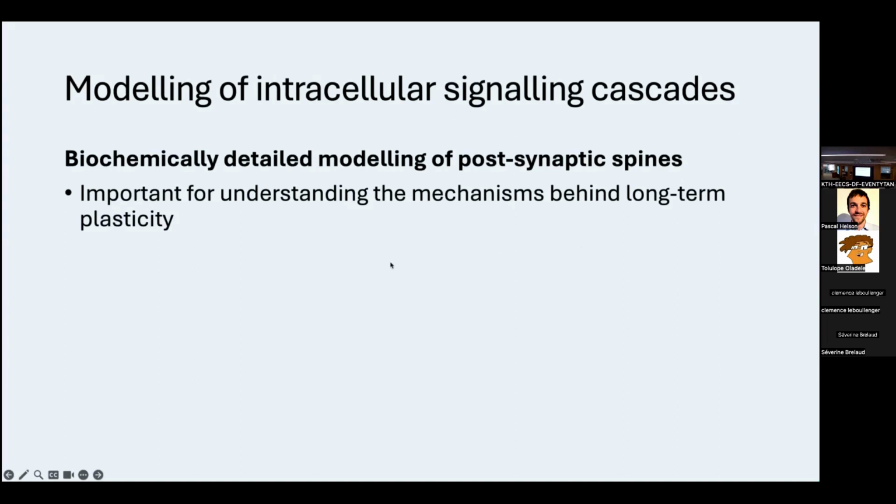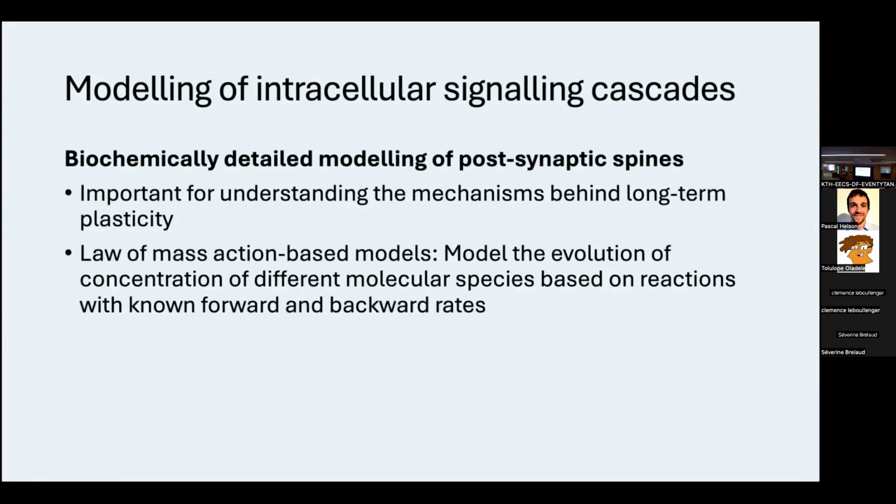And also for schizophrenia, which is my main topic, as I showed in the figure, there are many aspects of slow neurotransmission likely to be affected in schizophrenia, based on the genetic loci. What we use are mass action-based models. So we model the evolution of each molecular species that we are interested in. For that, we need the initial concentrations of each species and then the reactions between them, so forward and backward rates. And we can do it either stochastically or deterministically.